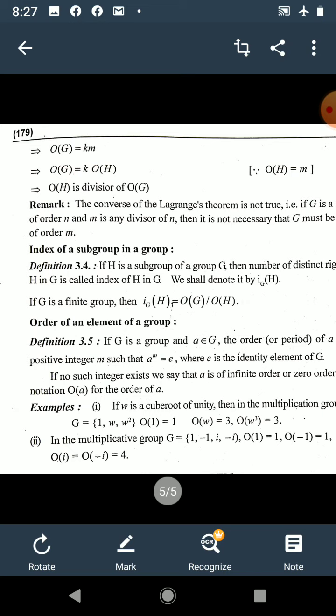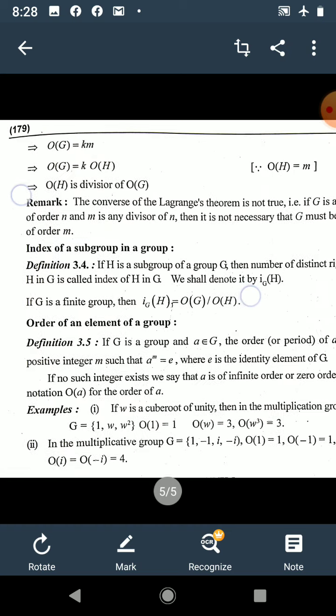Therefore, order of H is a divisor of order of G by the definition of divisibility. When we say that a divides b, b is equal to a into some other integer. Here also we have order of H into k is equal to order of G. That means order of H is a divisor of order of G. The converse of this lemma is also true.